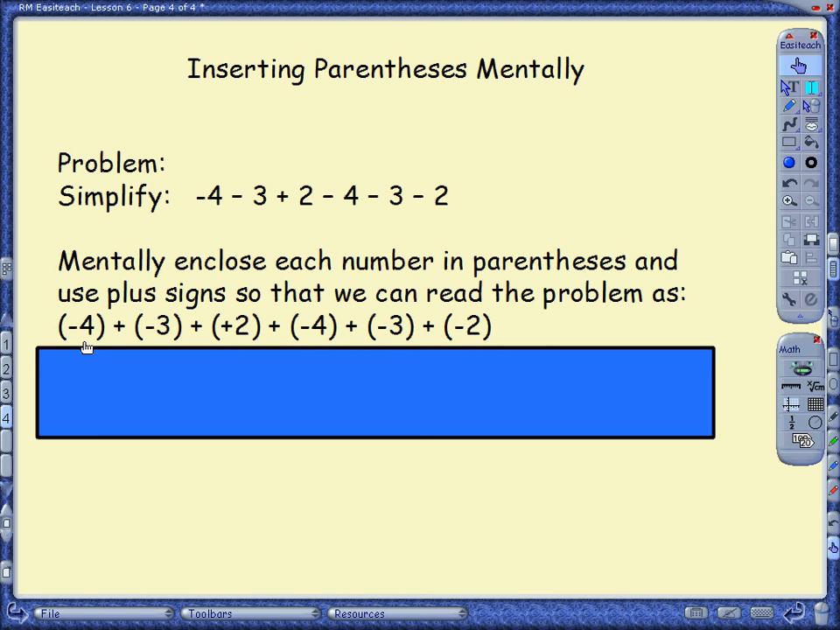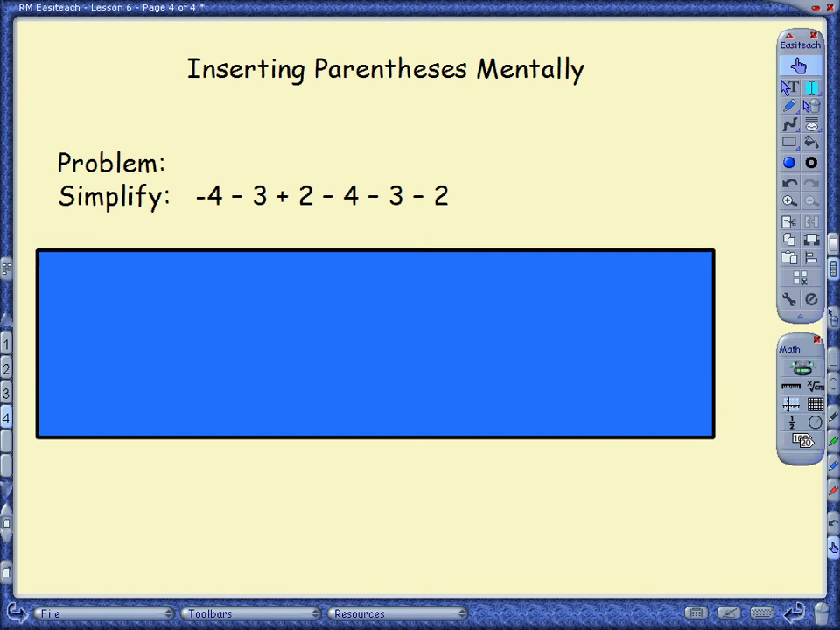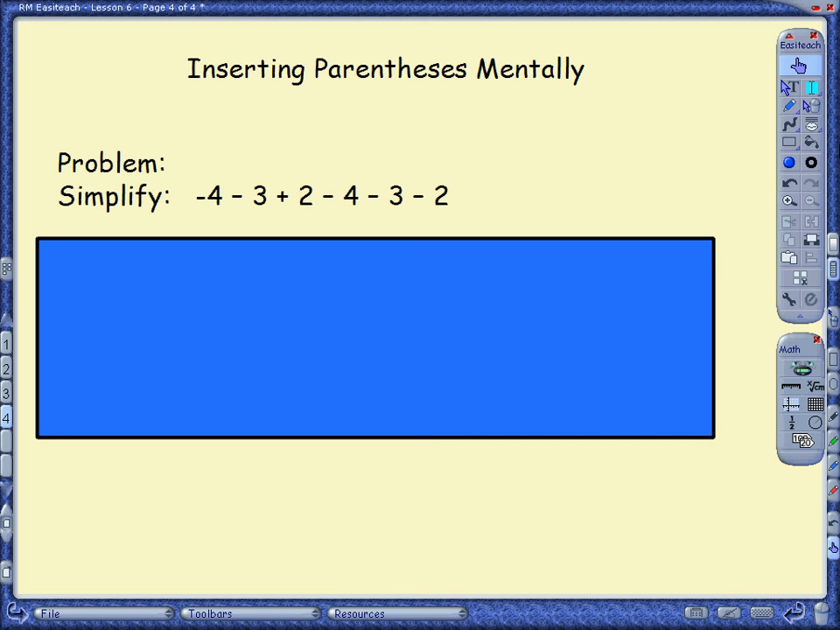Okay, now if we add these in order from left to right, I would have negative 7. Negative 7 plus 2 would give me negative 5 because I have to subtract the absolute values. And then plus negative 5 plus negative 4 is negative 9, negative 12, and finally negative 14. Okay, an easier way, I think, to do it is to just look at the problem as it originally existed.